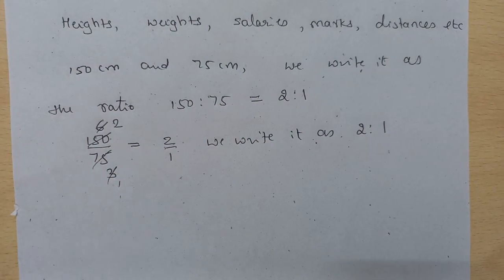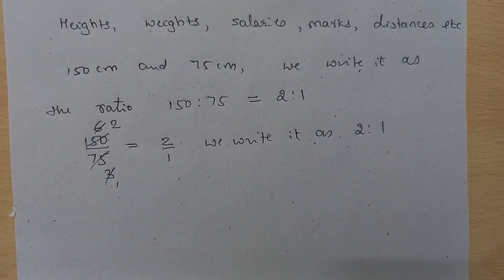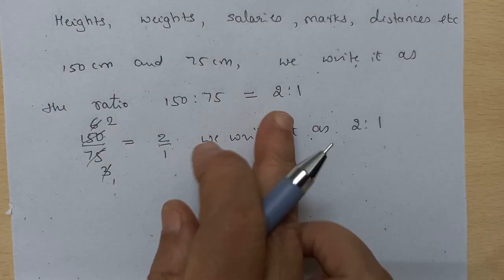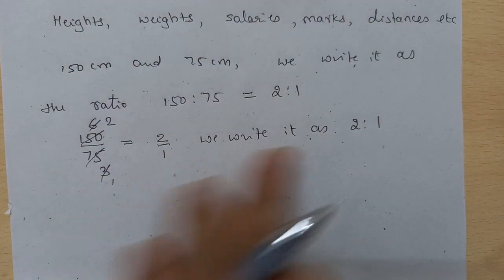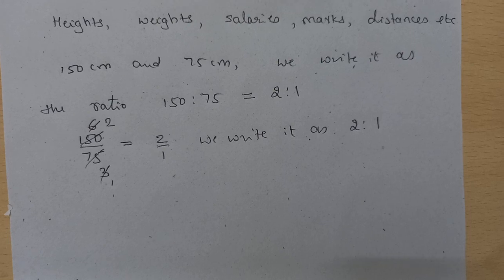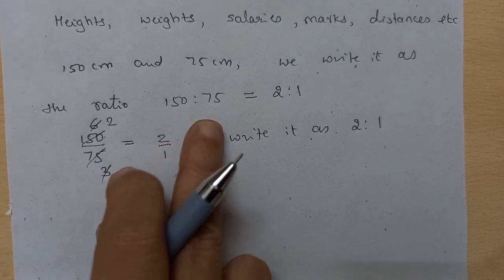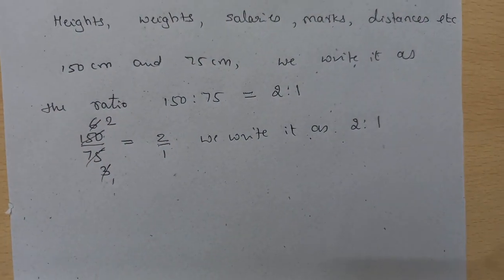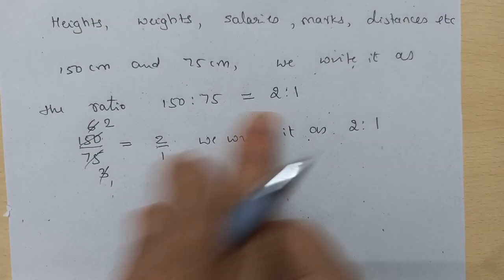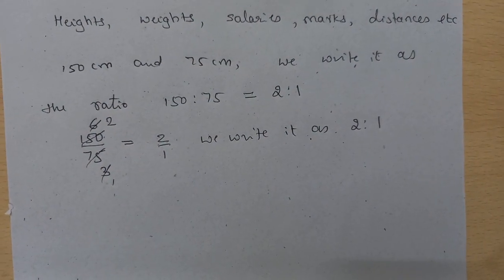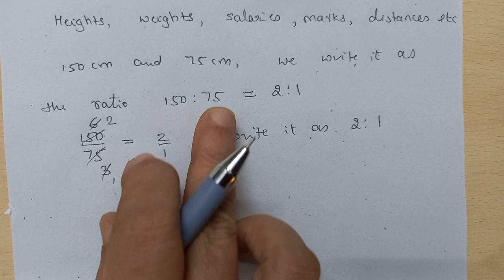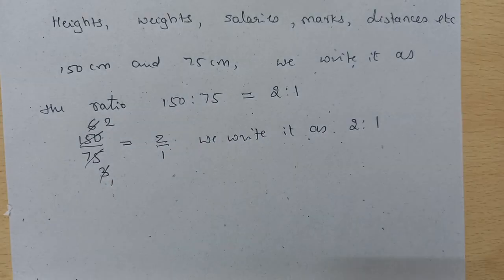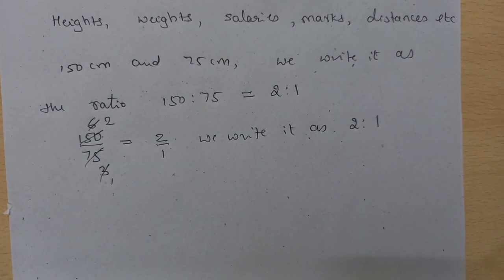These four quantities are in the same ratio. Therefore, we say that they are in proportion. These four quantities are in proportion. If two ratios are equivalent, then they are in proportion. We say that they are in proportion. That is, 150, 75, 2 and 1 are in proportion.